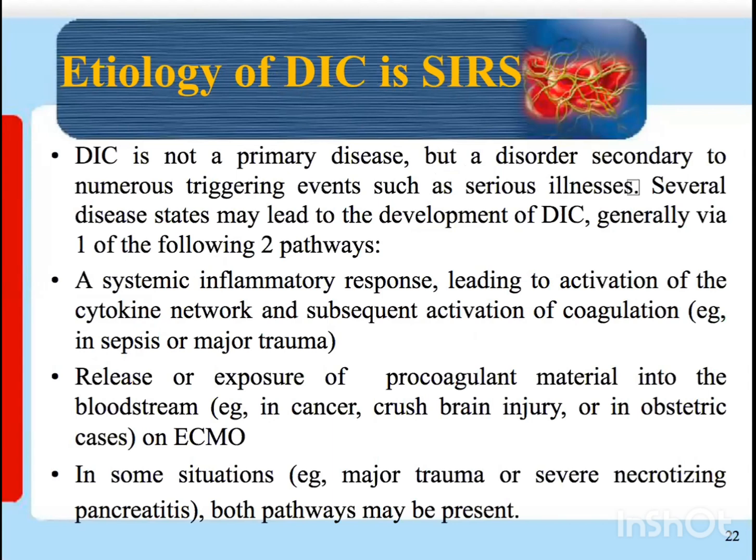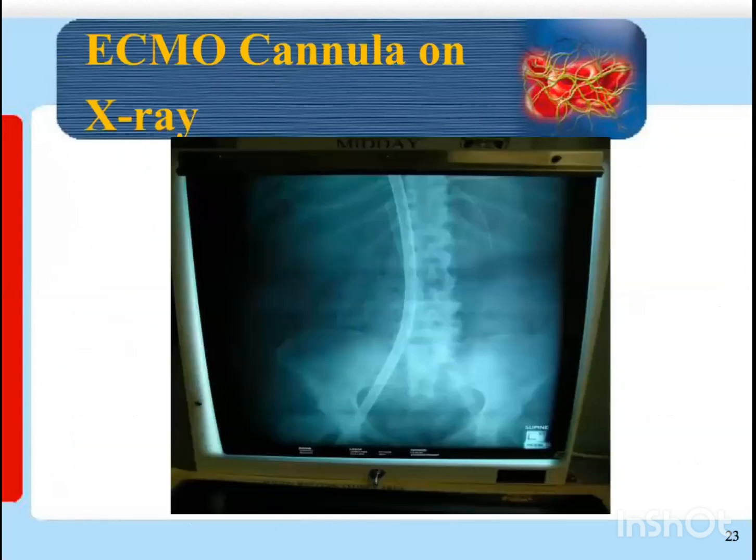And therefore, a surge response happens, and this surge response leads to release or exposure of procoagulant material into the bloodstream, maybe a postpartum hemorrhage due to obstetric reasons, or maybe a cancer patient. A patient may develop a thrombus, cancer, or maybe a trauma patient on whom we put an ECMO. So these are patients where you must know that in necrotizing pancreatitis and major trauma, both pathways of DIC as well as of consumptive coagulopathy become activated with the platelets.